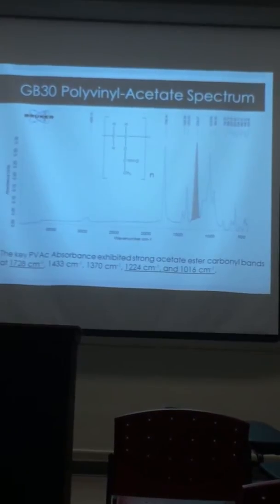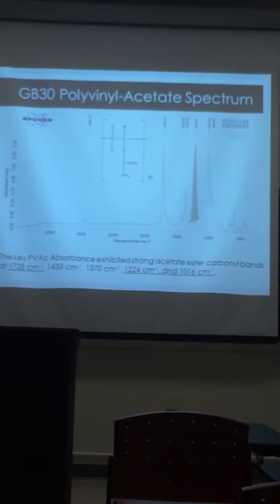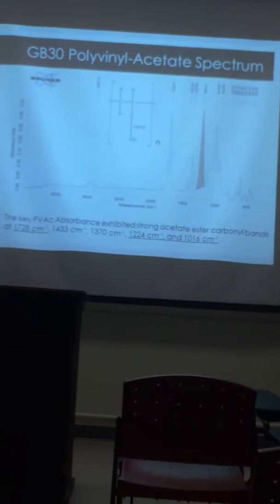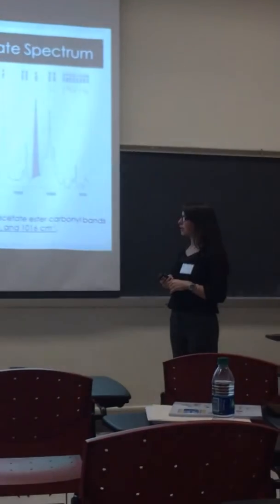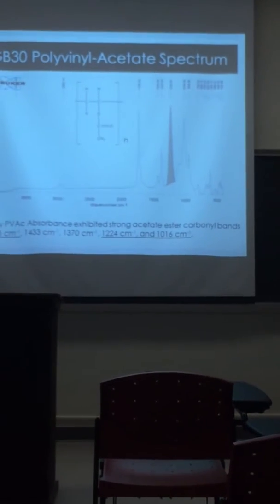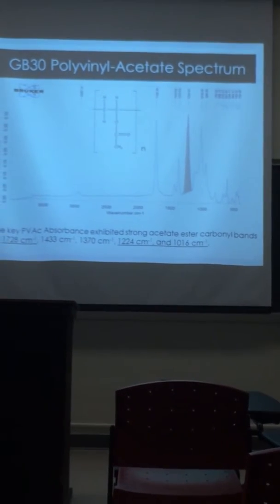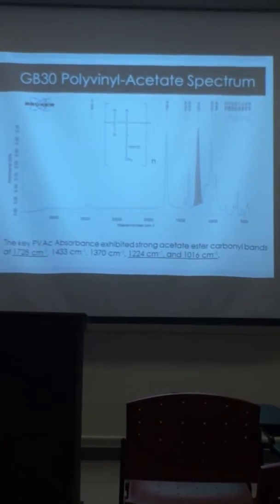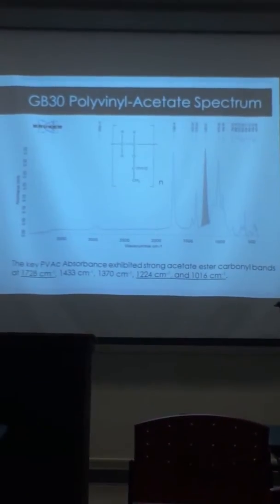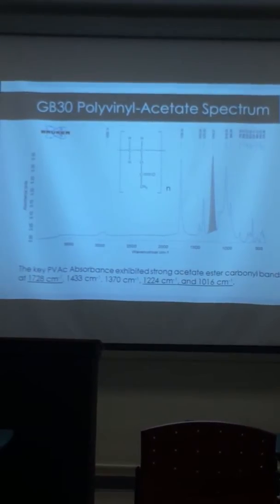This is our spectrum for the GB30 polyvinyl acetate, and our key absorbance peaks here were at 1728, 1433, 1370, 1224, and 1016 reciprocal centimeters. The 3 that we found were the most characteristic of PDAC were 1728, 1224, and 1016.